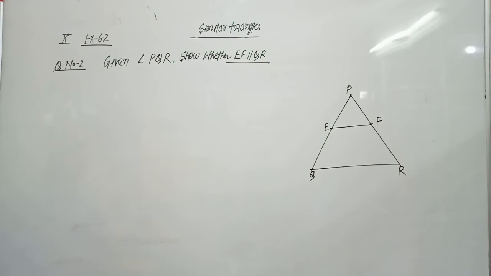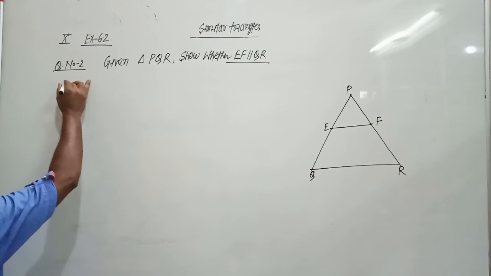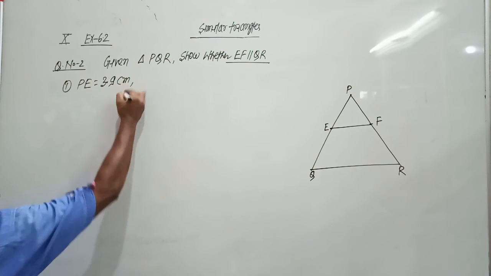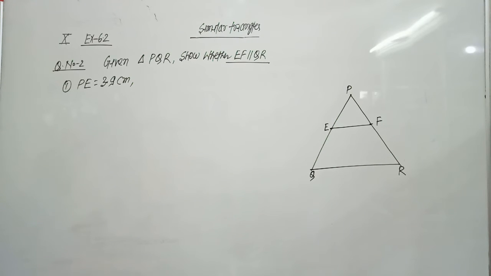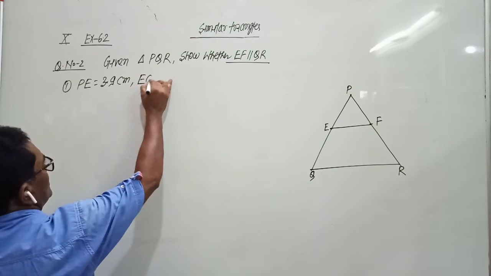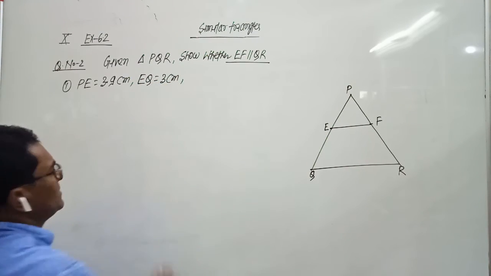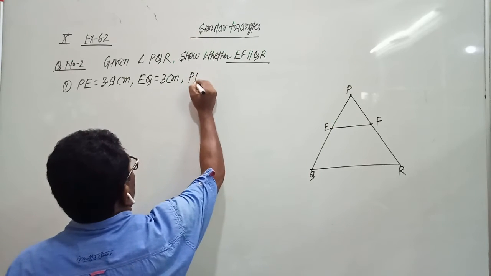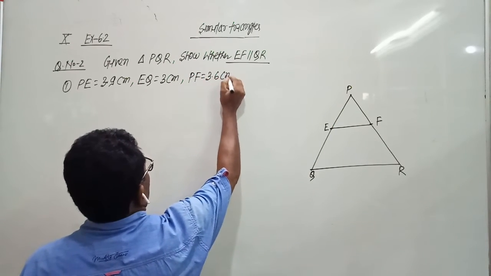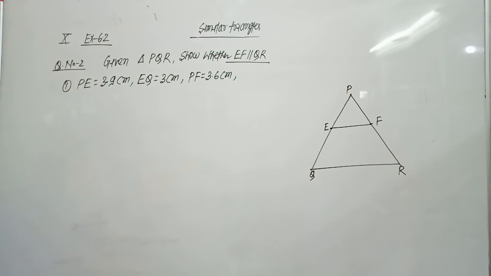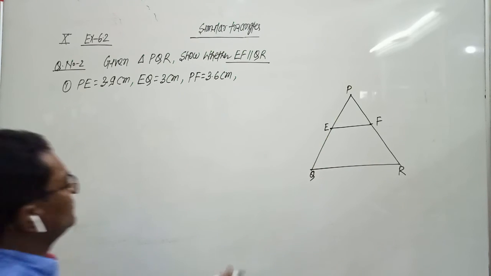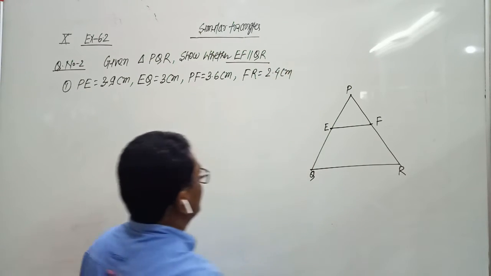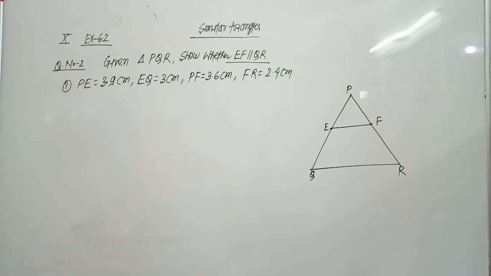The first case is given. PE equals 3.9 centimeter. EQ equals 3 centimeter. Then PF equals 3.6 centimeter. And FR equals 2.4 centimeter. And we have to check whether EF is parallel to QR.